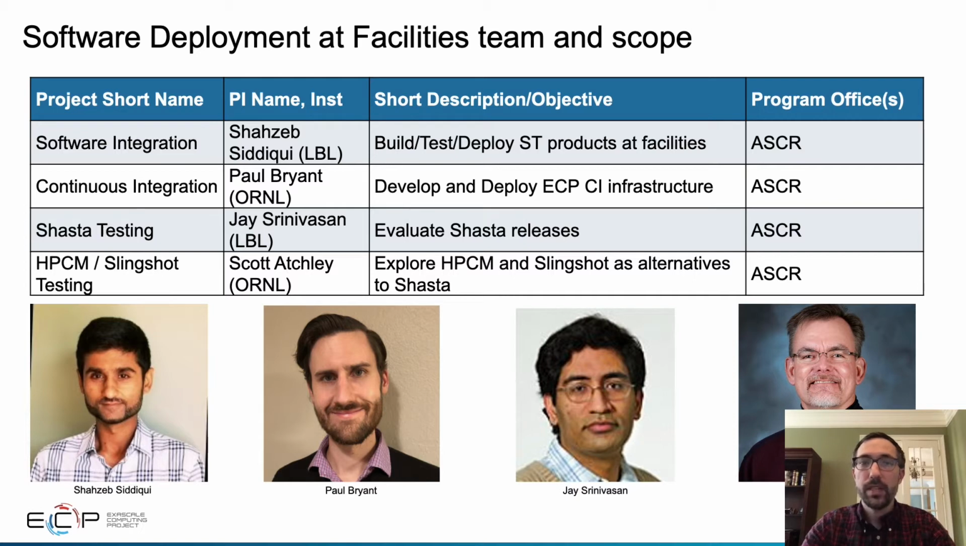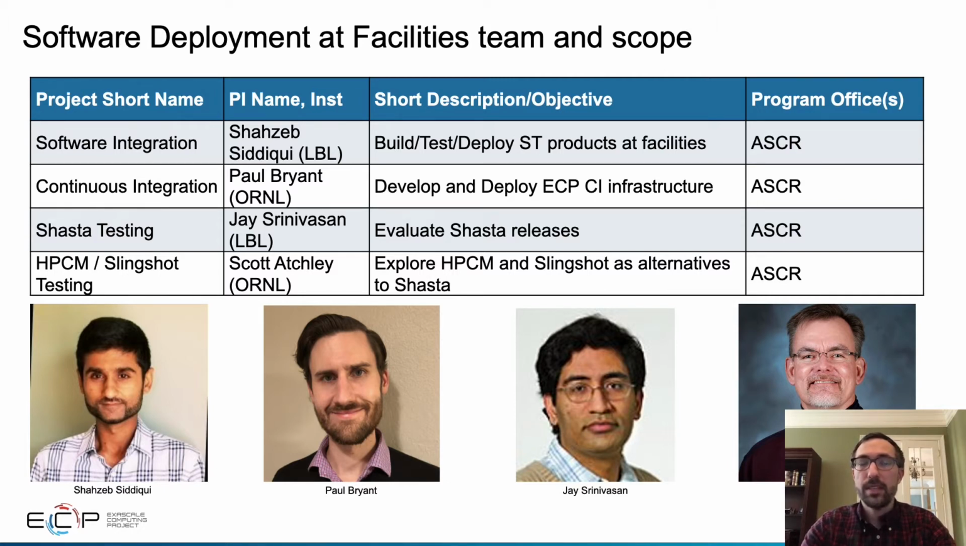The software integration team is led by Shazeb Siddiqui from Lawrence Berkeley Lab, and that team is building, testing, and deploying SD products at the facilities. The continuous integration team, led by Paul Bryant from Oak Ridge National Laboratory, is deploying the ECP CI infrastructure, which is based on GitLab. They will be automating and enabling project teams to automate these build and test pipelines.